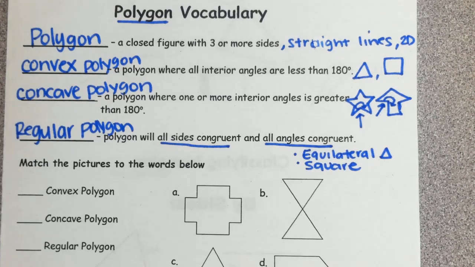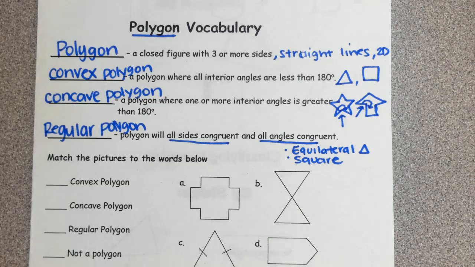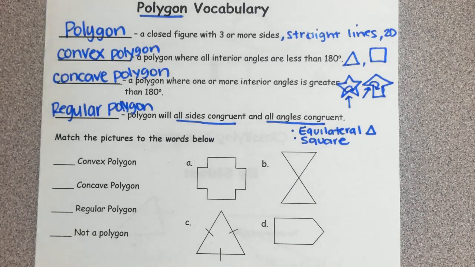I'm going to give you 30 seconds. I would like you to match these pictures with the correct word below. Go. Nope, don't look it up. No, I'm not going to look it up. Okay. On the bottom, don't look those up. All right.